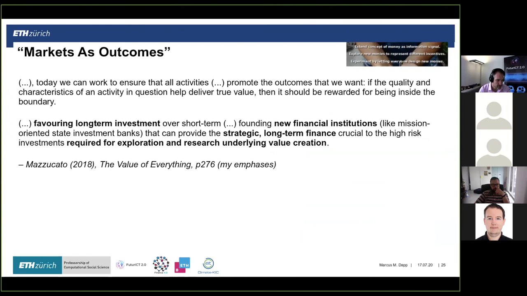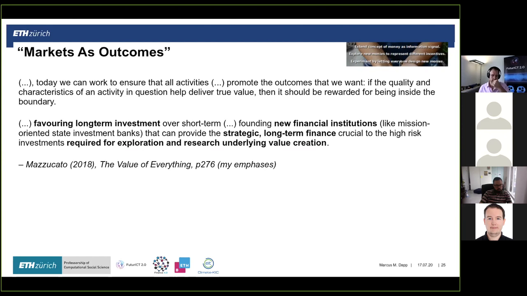So, a final word, and it's not mine, it's by Mazzucato. She wrote a book, The Value of Everything, a recommended read. Instead of considering markets as an efficiency machine that basically creates more profit, she suggests considering markets as outcomes. That means today we are able, and she's not even talking about blockchain at all, she's an economist, maybe a progressive economist, I don't know, she says we can use market mechanisms to further the goals of our societies, and we should do that.